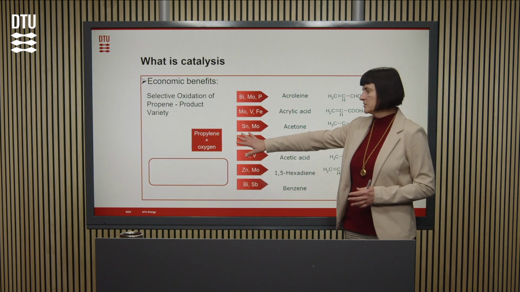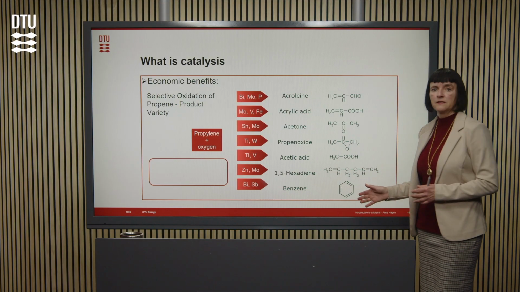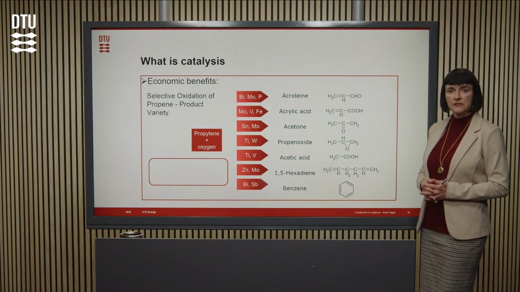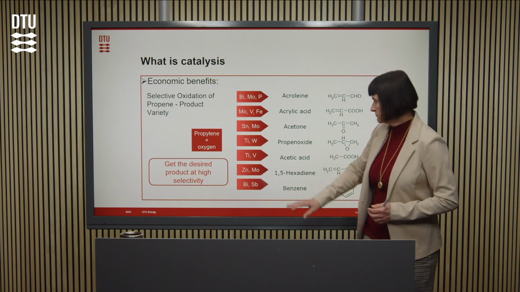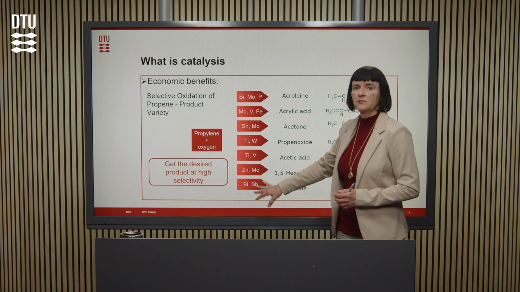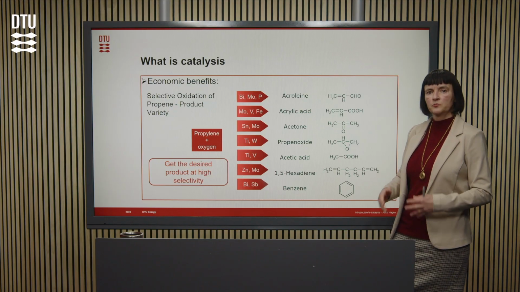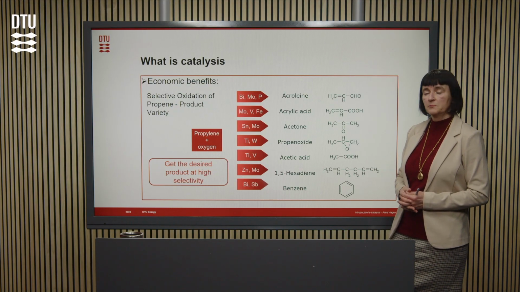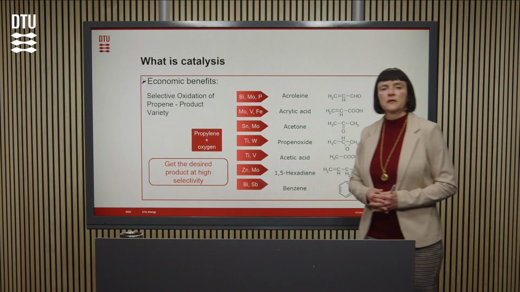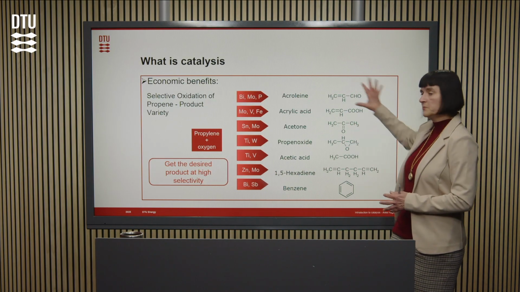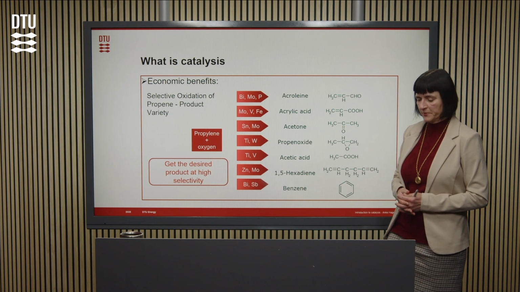So propylene and oxygen can react to many products that are interesting final products or intermediates in the chemical industry. And by the help of the catalyst, based on either of these elements, you can actually tailor the desired product to be the biggest in activity or in the highest yield. So you can get the desired product that you want instead of the mixture of everything that is possible. That way, it's also an economic benefit.